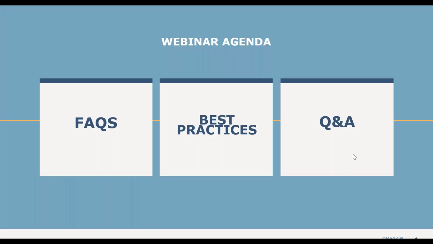So to first start off looking at the webinar agenda, we're going to go over a few different things today. We're going to look at some frequently asked questions when filing your 990, as well as we'll look at some things in Vault, and then we're going to go over some best practices to follow when filing your 990, as well as we'll do Q&A at the end.